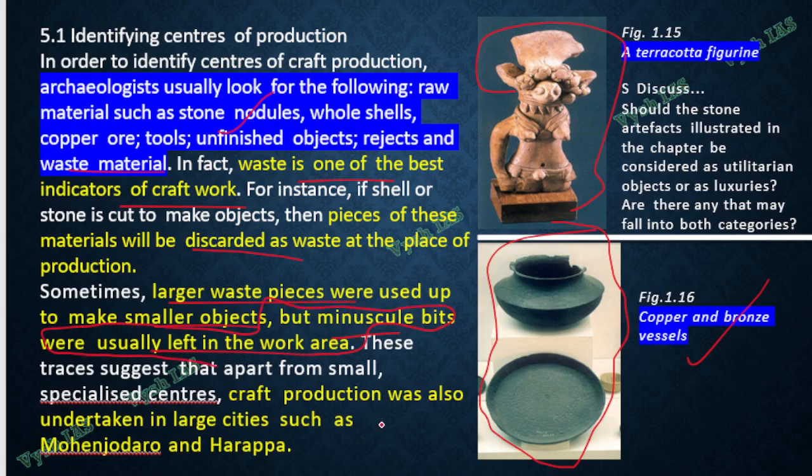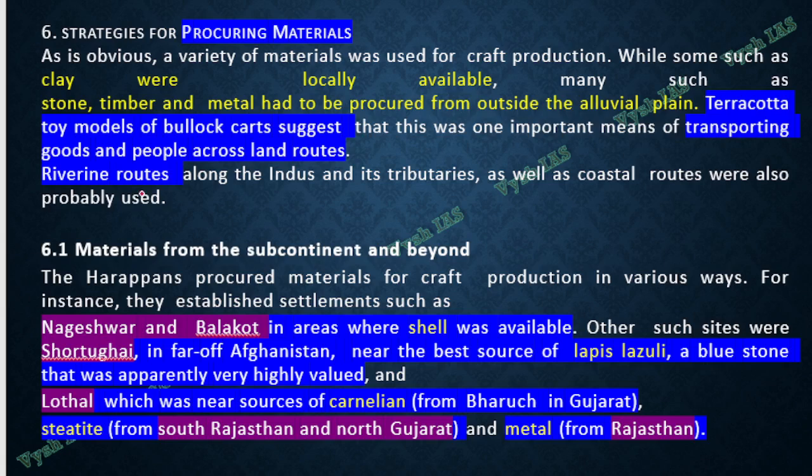Okay, they are just explaining to us how archaeologists come to conclusions like whether it's a craft production area or not. So in Mohenjo-daro and Harappa, don't think there is no craft. There also craft is there, but first we talked about the specialized centers, and then we will go on to the larger cities. Now, the procuring of materials.